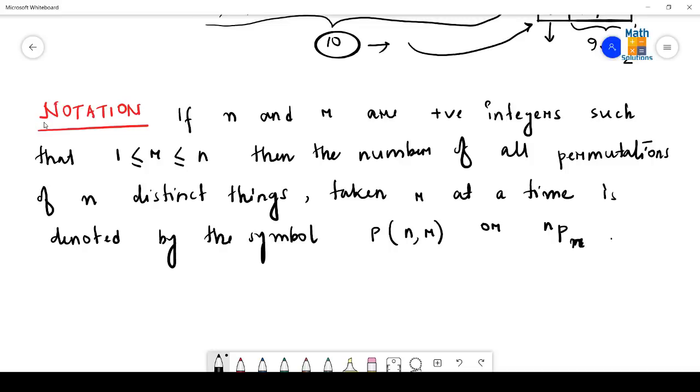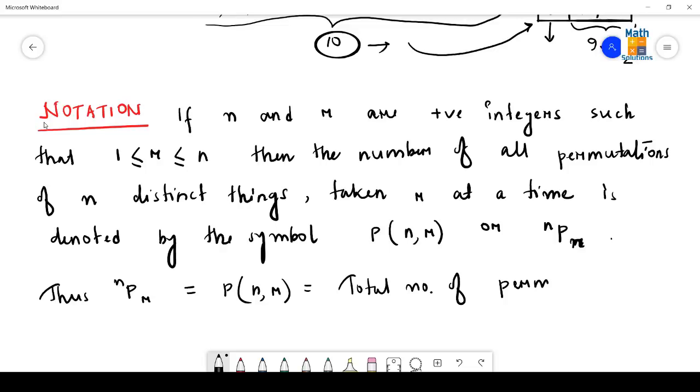So just below this I am going to write: Thus, nPr is equal to the total number of permutations of n distinct things taken r at a time.